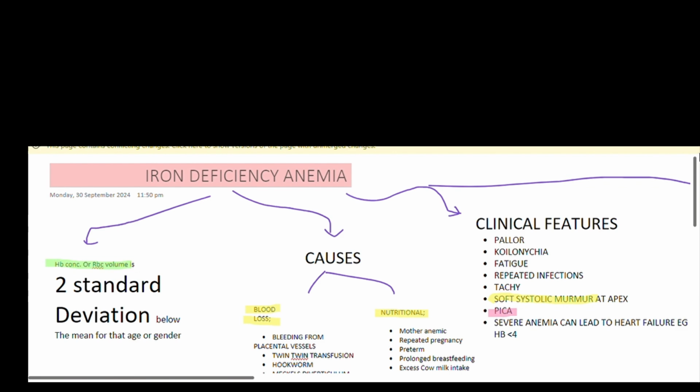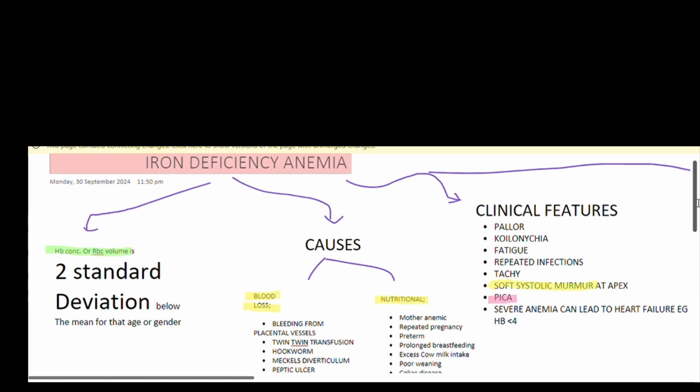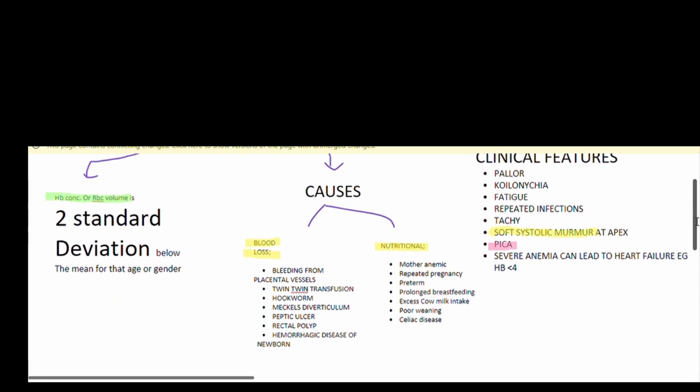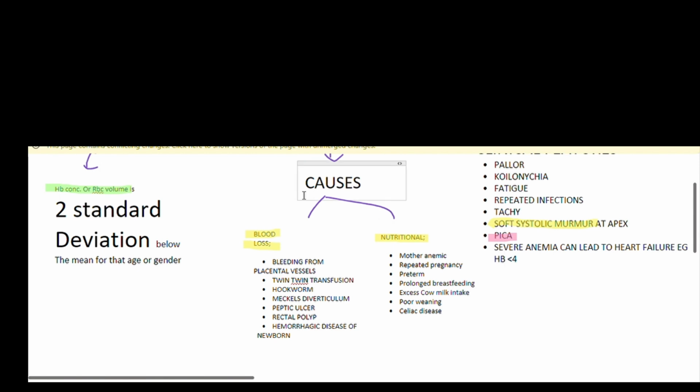When do we label any patient with iron deficiency anemia? So basically, when we look at the complete blood count, the HB concentration, hemoglobin concentration, or the red blood cell volume is 2 standard deviations below the mean for that specific age or gender.